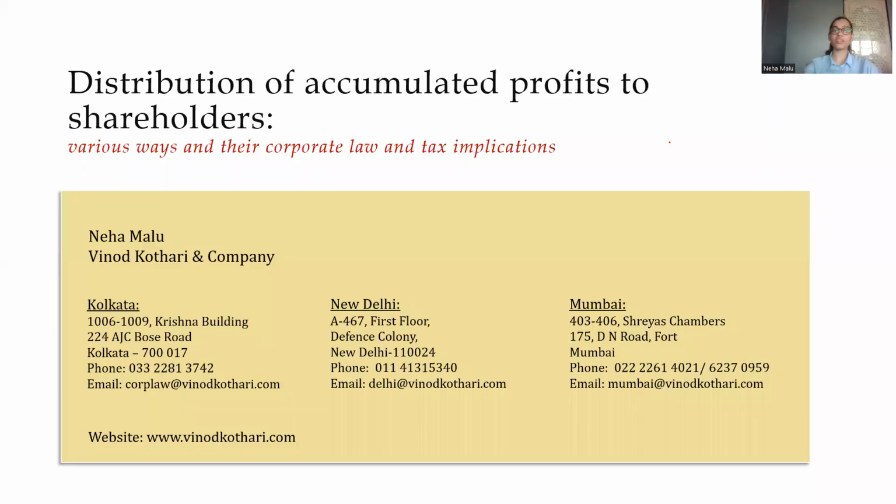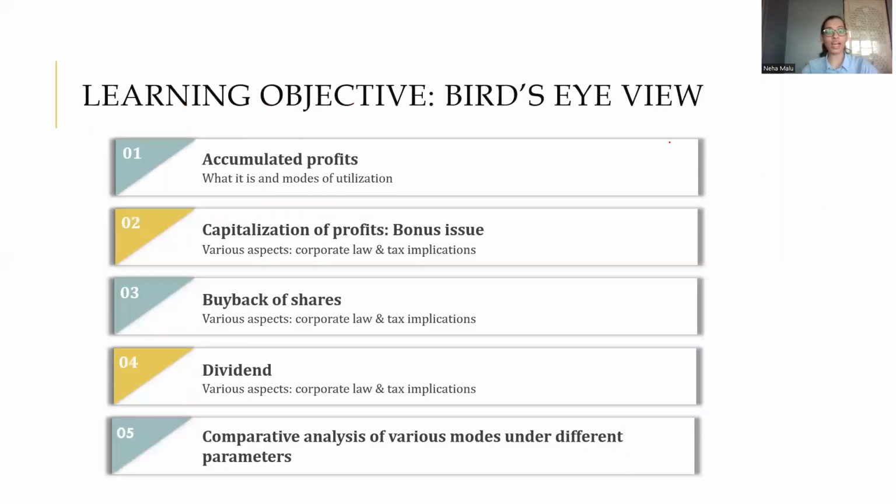At the very onset of today's session, let's first have a look at the agenda. First of all, we'll be discussing what accumulated profits are and what the different modes of utilization of the same are. Post which we'll be seeing the provisions with respect to bonus issue, buyback and dividend as various ways of distribution of accumulated profits to the shareholders. And at the end, we'll also be seeing a comparative analysis of the three modes I just mentioned, so as to understand which particular mode becomes more beneficial to the company in different circumstances.